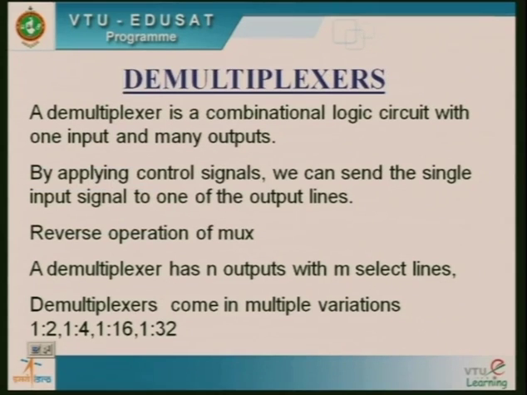So what is a demultiplexer? Once again it is a combinational logic circuit which has got only one input and many outputs. You can apply control signals here. By applying these control signals, we can send this single input signal to one of the output lines. It is just the reverse operation of a mux. So let me discuss the operation of the demultiplexer by using a block diagram.